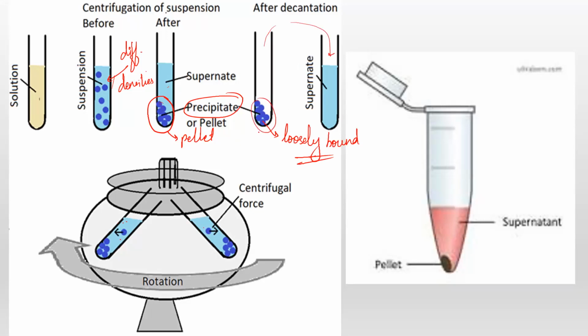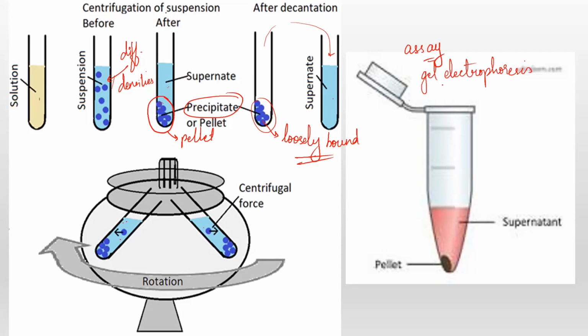So depending upon your biomolecule, you have to identify where it is present. Is the biomolecule present in the supernatant? Is it present in the pellet? How would you identify? How do you detect? You can do an assay. You can do a gel electrophoresis of both the samples.